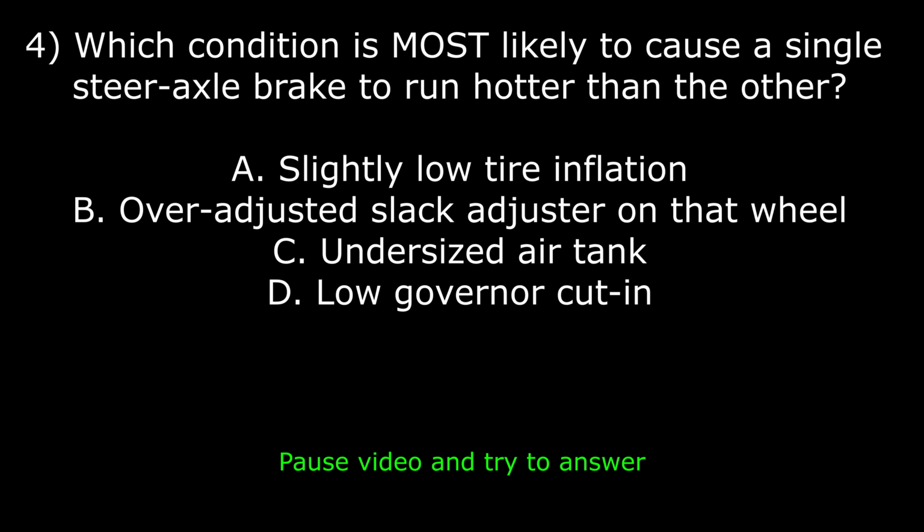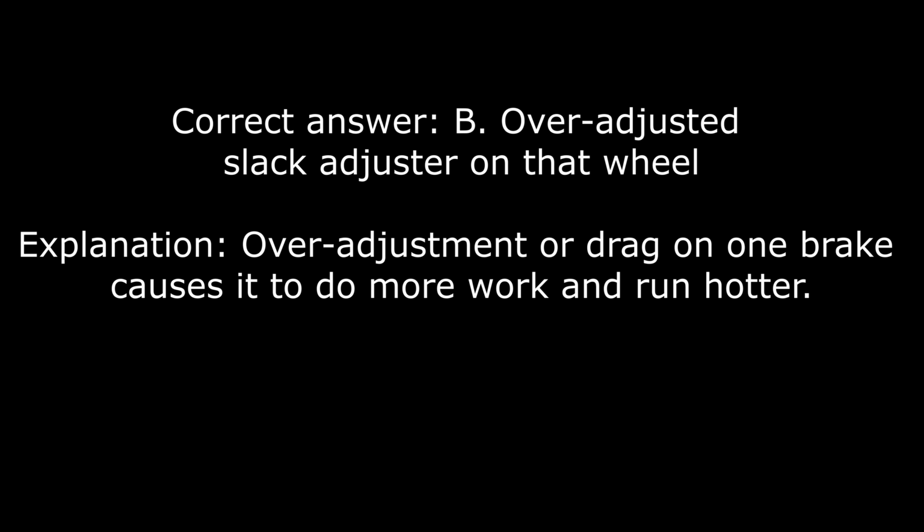4. Which condition is most likely to cause a single steer axle brake to run hotter than the other? A. Slightly low tire inflation. B. Over-adjusted slack adjuster on that wheel. C. Undersized air tank. D. Low governor cut-in. Correct answer, B. Over-adjusted slack adjuster on that wheel. Explanation: over-adjustment or drag on one brake causes it to do more work and run hotter.